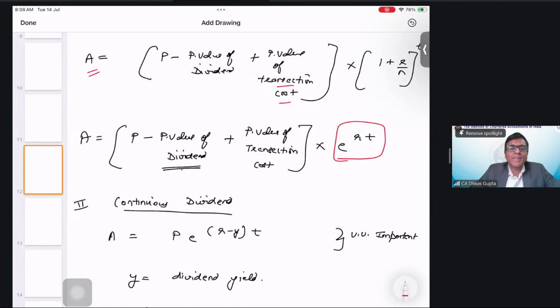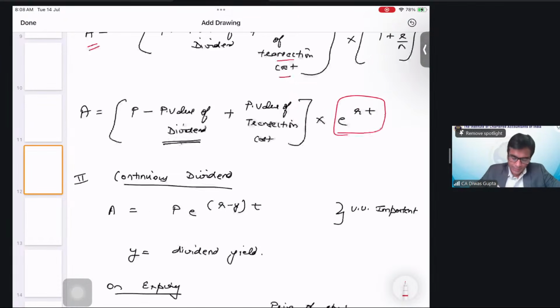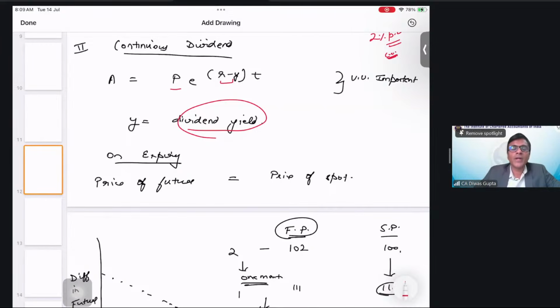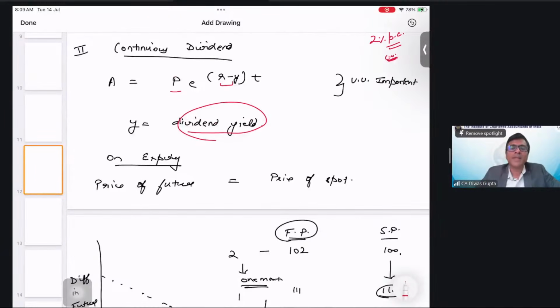Clear? The next piece is in case we're talking about the continuous dividend, students. So the continuous dividend is the place where we are actually paying dividend on a continuous basis. We are not paying dividend on a discrete basis. Let's say the question can tell you that the dividend is paid at the rate of 2% per annum continuously compounded. So in this case, the formula works as e raised to the power (r minus y) in the power itself, because y is equal to the dividend yield that will be taken up to do the final compounding. And on expiry, the price of the futures is going to be the price of the spot. Okay, so this is how the continuous compounding will be there.